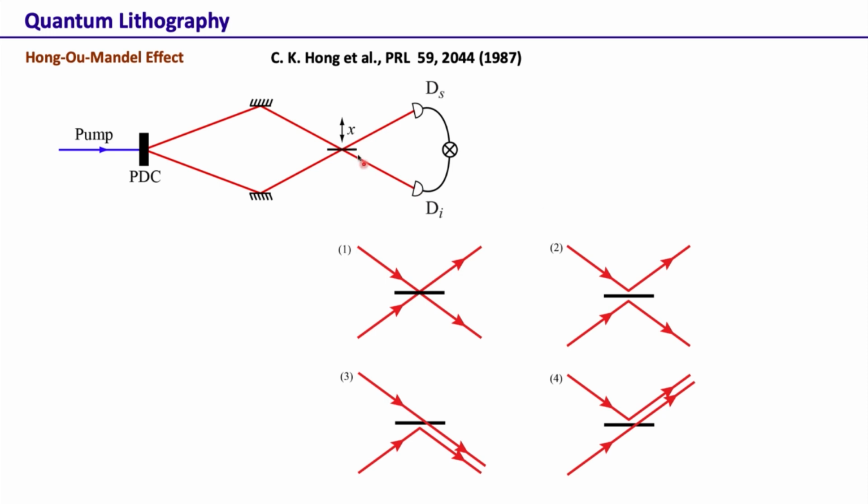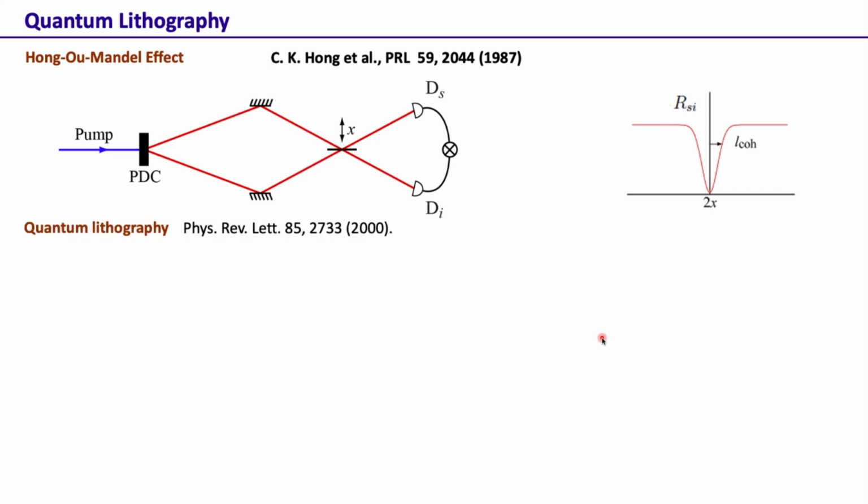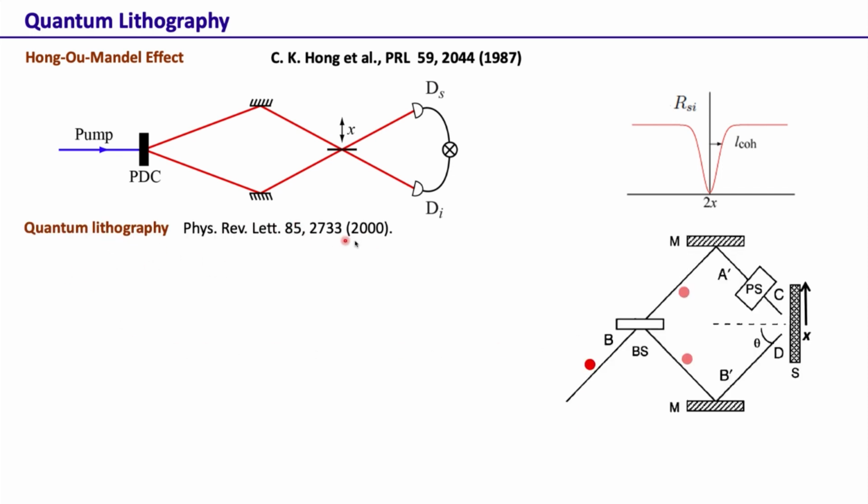And then it turns out that when x is 0, that means this path length and this path length are exactly equal, then these two alternatives are not there and we are left with only these two alternatives, and as a result we get a null in the coincidence count when x is equal to 0. So that's the Hong-Ou-Mandel effect. So in this one, what we are seeing is that both the photons either go this way or go that way. So this effect can actually be used for doing lithography with higher resolution, and this is what we will see how. So this was a paper that actually showed how this effect can be used for lithography.